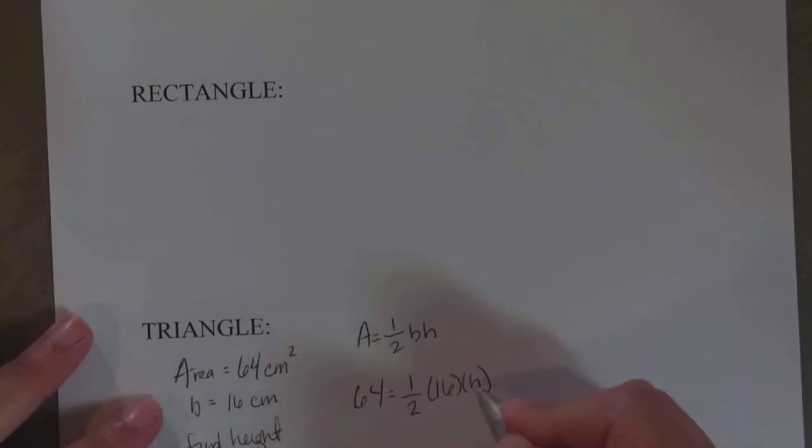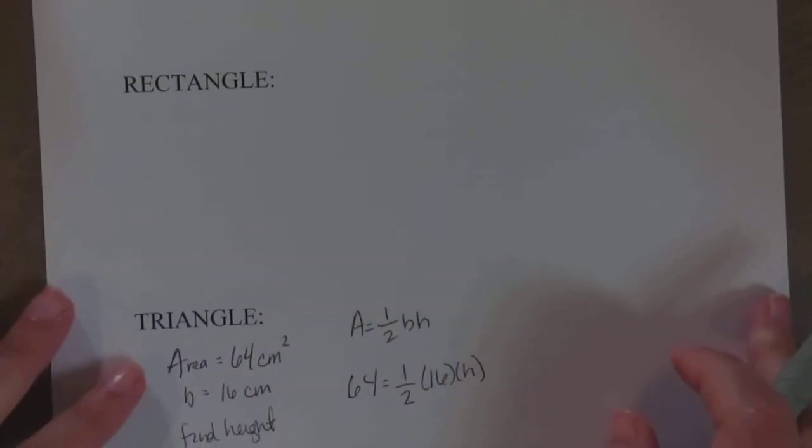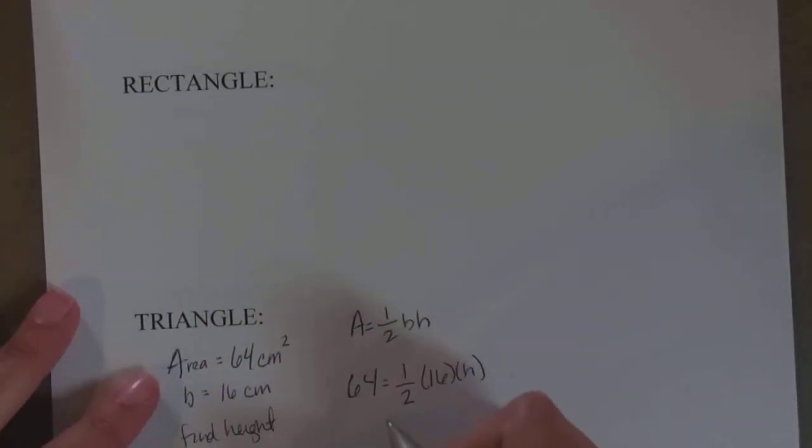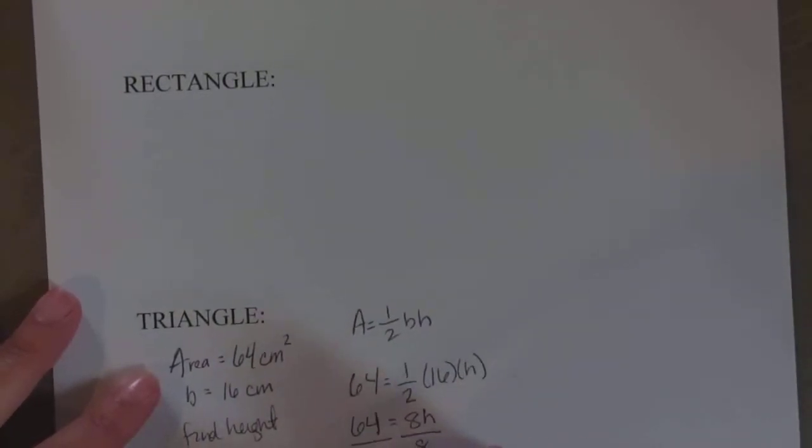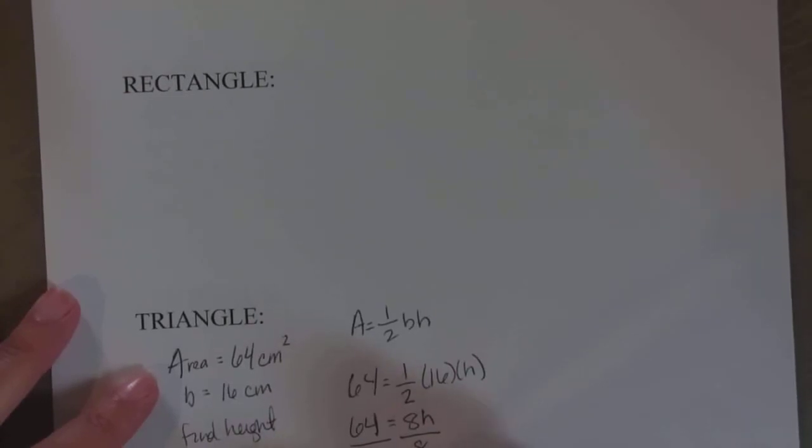So now we just need to solve for the height, or you can even make that x if that feels better in your soul. So if I take half of 16, I get 8. Still have my 64. This is just 8h. So I divide both sides by 8. I get the height, or h, is 8 centimeters.